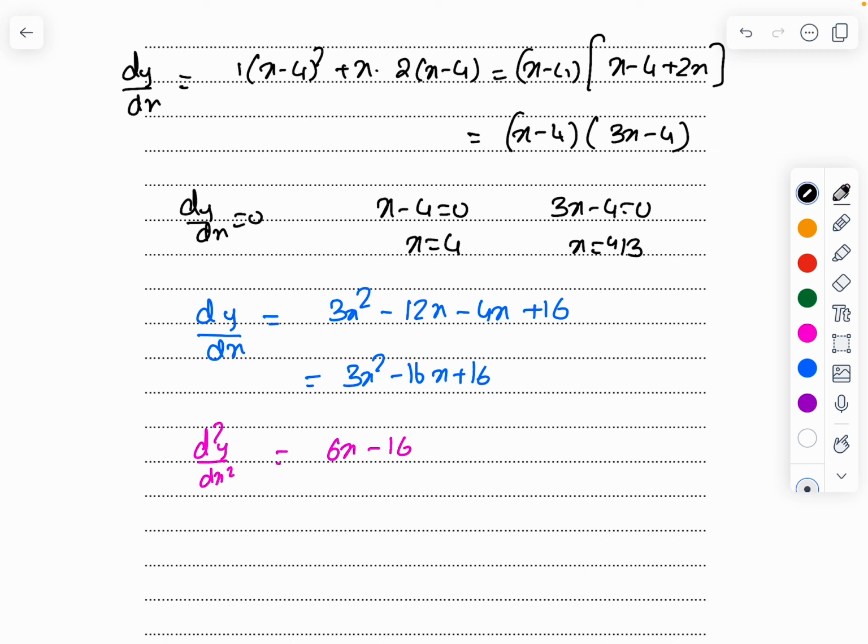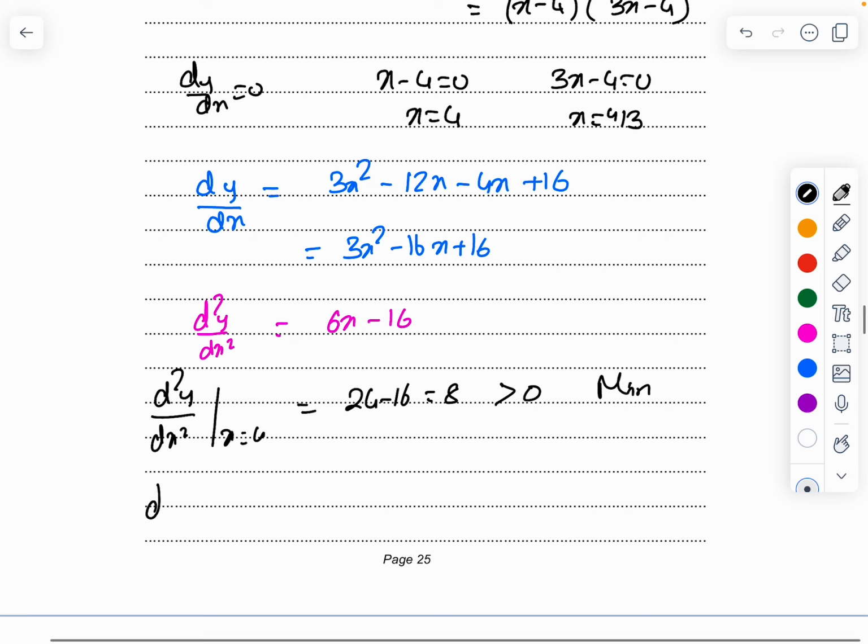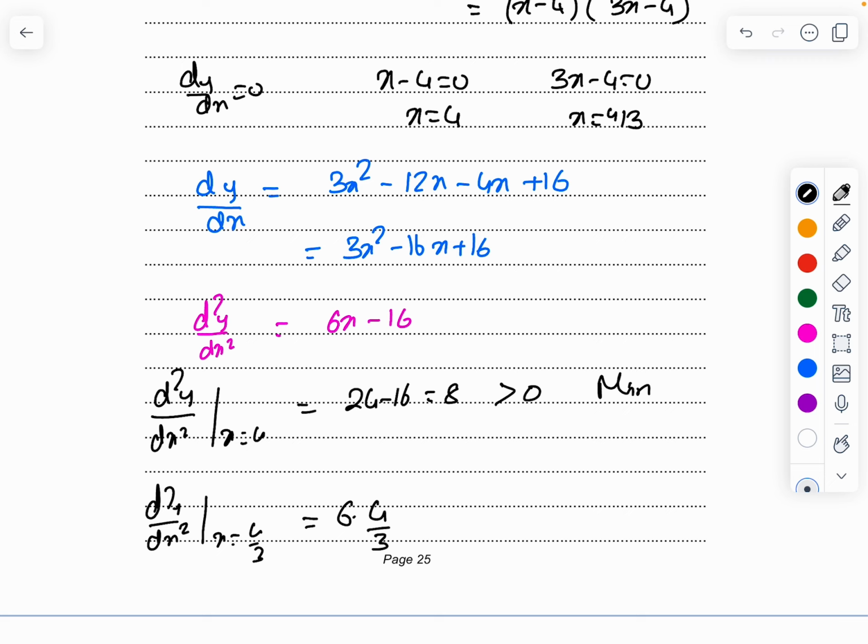Then plug in the x value in the second derivative. At x equals 4, it becomes 24 minus 16, which is 8, which is positive. Therefore this has to be the minimum. And d squared y by dx squared at x equals 4 upon 3 is 6 times 4 upon 3 minus 16, which is negative. Therefore this has to be the maximum. So at 4 upon 3 it's going to be the maximum.